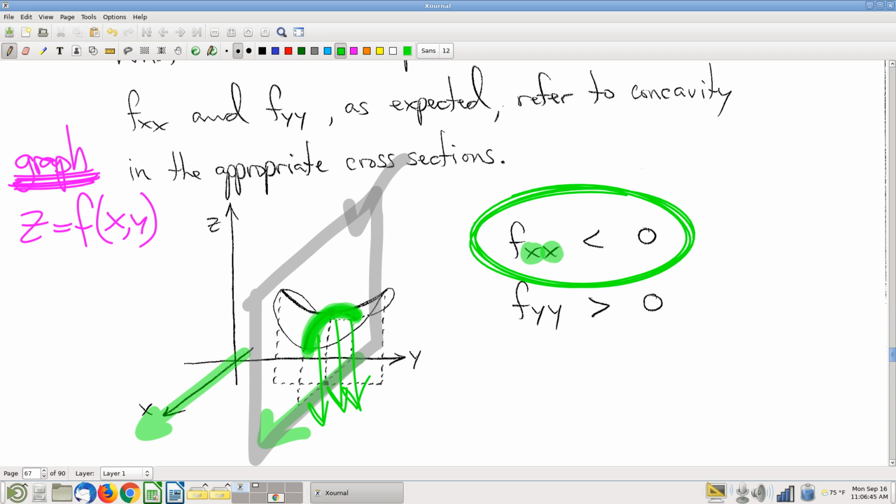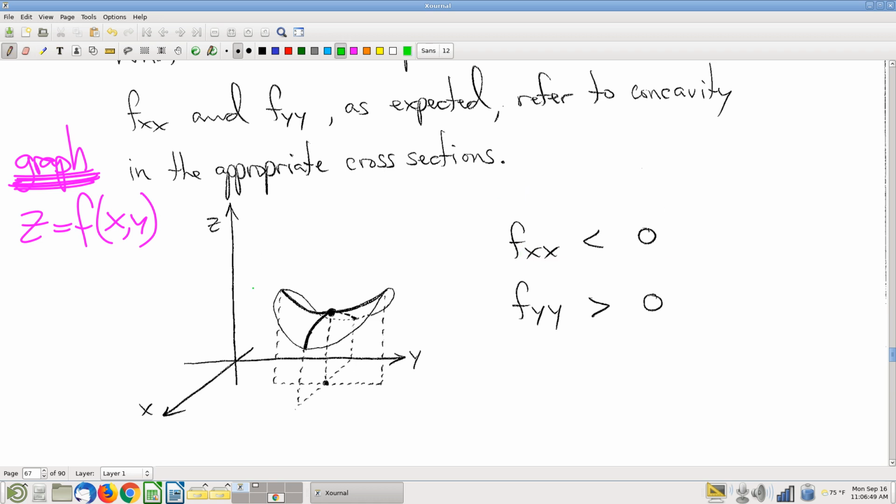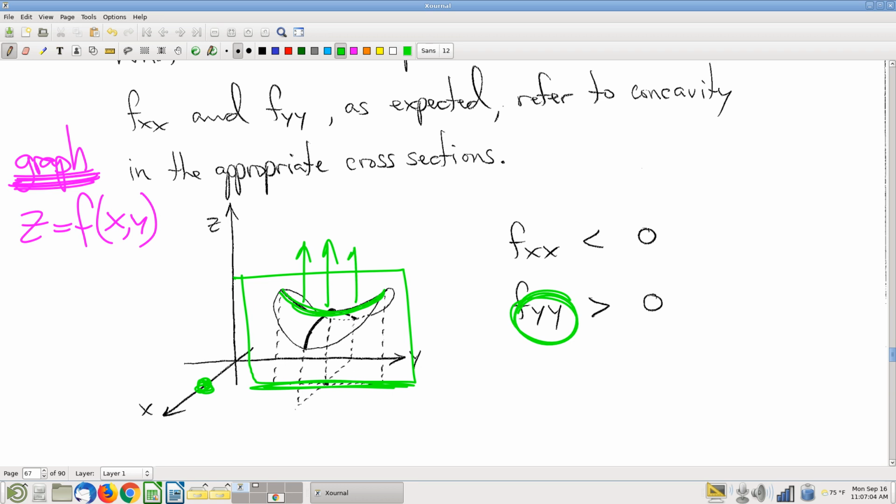Okay. Right. Ditto for the y partials, right? If you're doing a y partial with respect to y, so you're moving only in the y direction, x is constant, fixed. You're looking in this plane, looking at that cross section. Second derivative, concavity. Concavity is clearly up. Positive. Okay, so strong analogy. That's really nice.